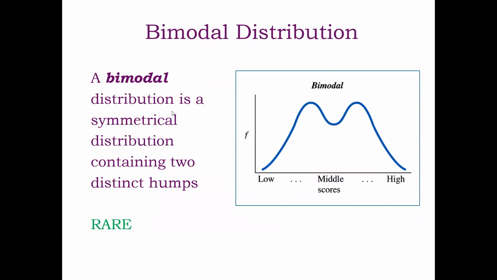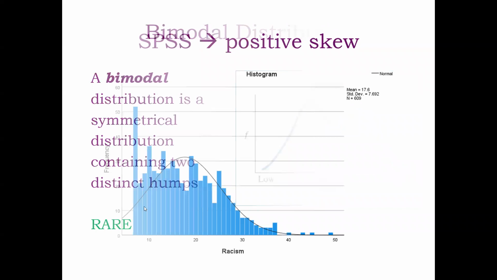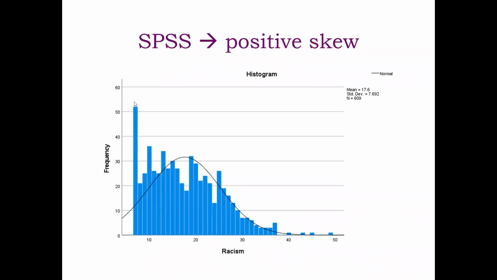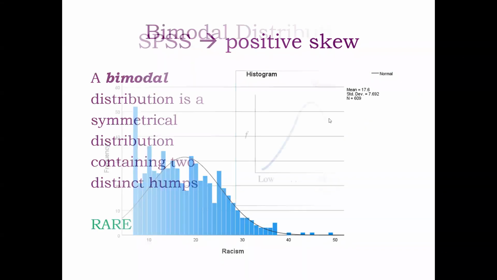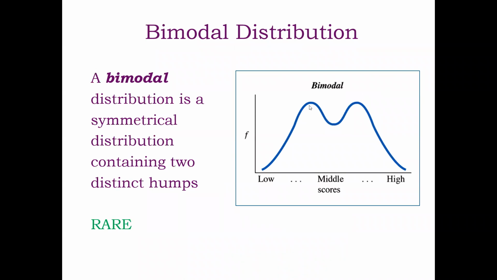Okay, a few more. Another type, this, for example, is a unimodal distribution, one mode. Once in a while, you get a bimodal distribution. This just means there are two modes, two scores which occur the same number of times, which are the highest occurring, the most frequently occurring. So it has two distinct humps, not very normal.